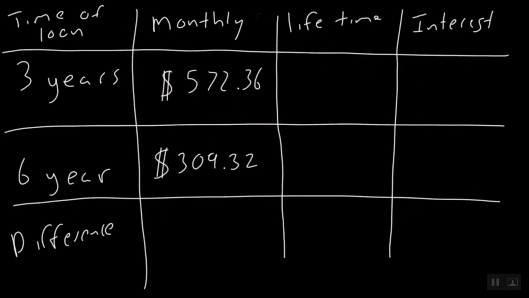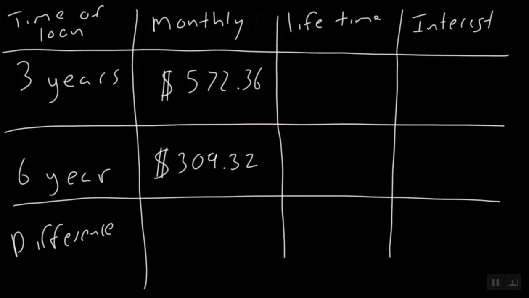Okay, I think setting it up this way will be the most helpful for y'all. And this is what I've done. I've broken this down into 4 columns: time of the loan, the monthly payments, the lifetime amount of the loan, and the interest. Okay, so let's go ahead and see what this looks like.